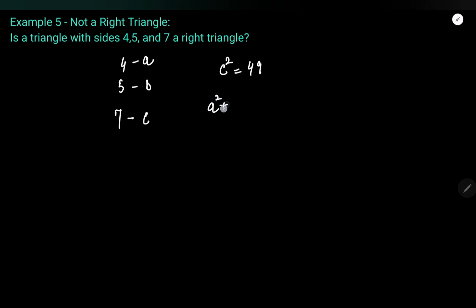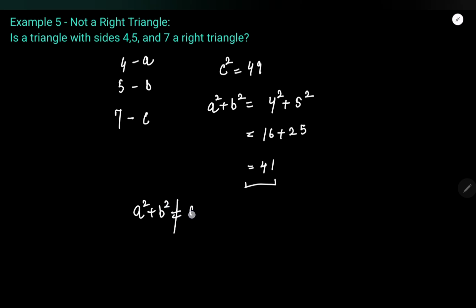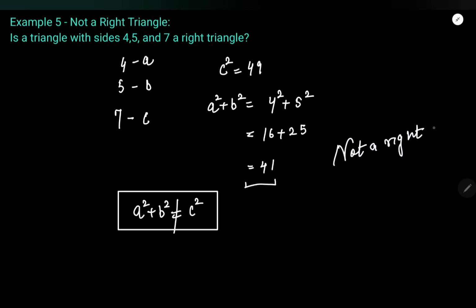Then I will check A square plus B square. A square is 4 square, B square is 5 square. 4 square is 16, 5 square is 25, and when we add them I get 41. So A square plus B square is not equal to C square. When the square of the longest side is not equal to A square plus B square, that means this is not a right angle triangle.